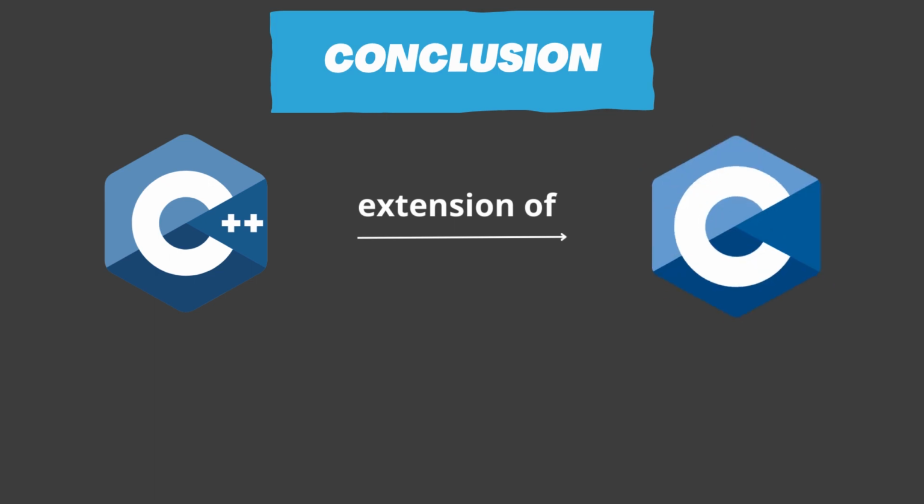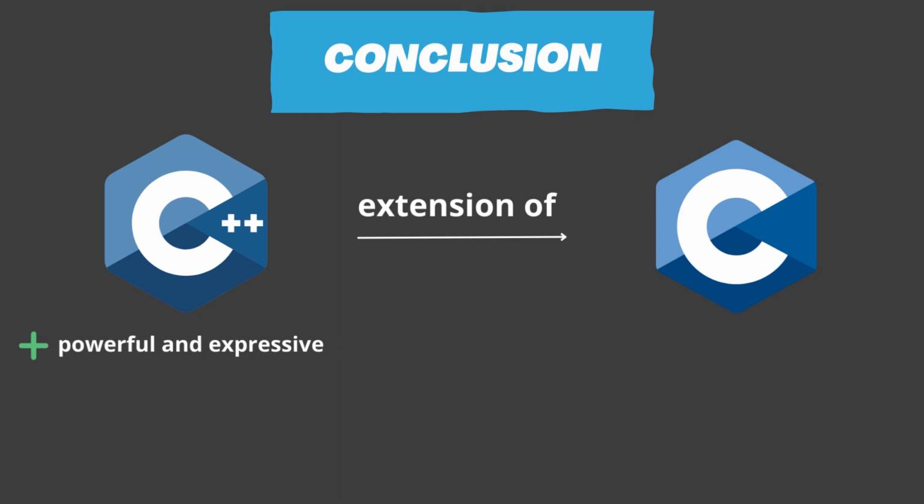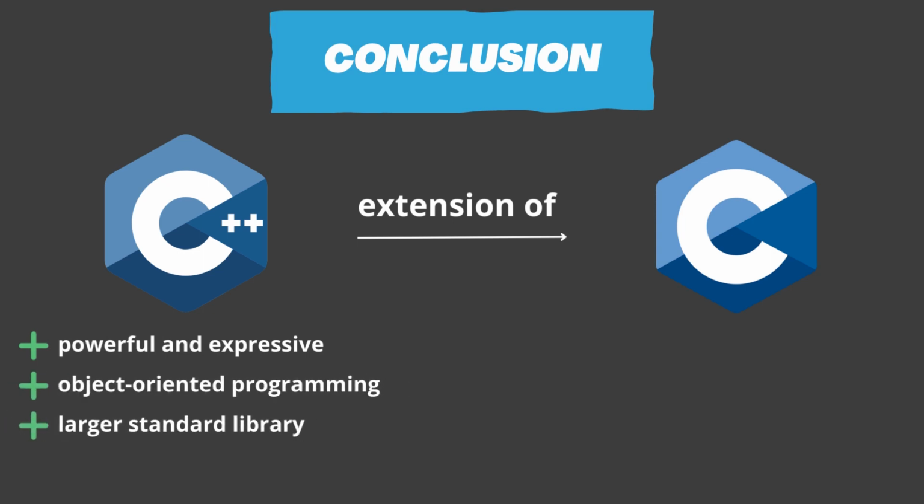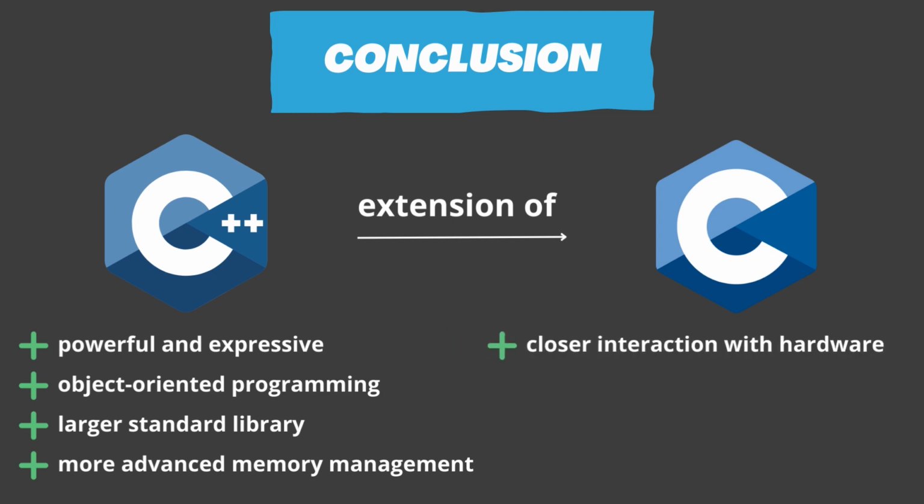We see that the C++ language really is an extension of the C language. Ultimately, the choice between C and C++ depends on the specific requirements of the project. C++ provides a more powerful and expressive language with support for object-oriented programming, a larger standard library, and more advanced memory management options. However, C remains a popular choice for projects that require closer interaction with hardware or need to integrate with existing C codebases.